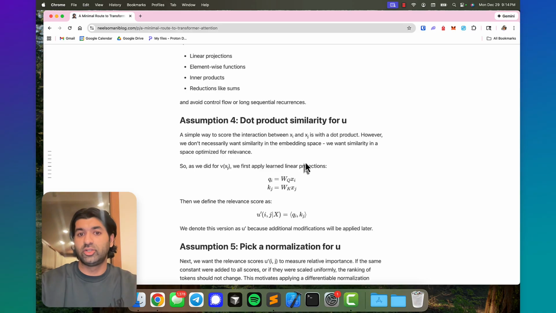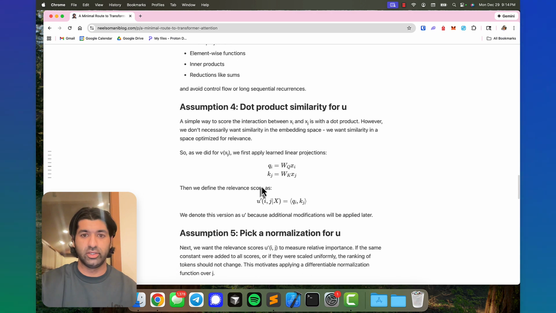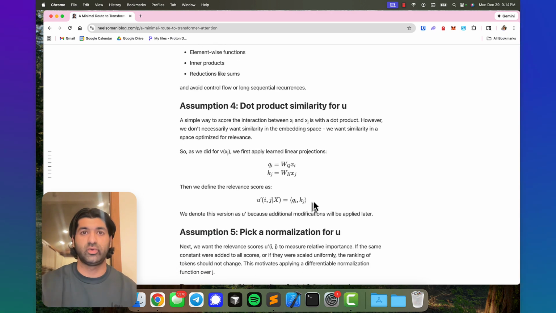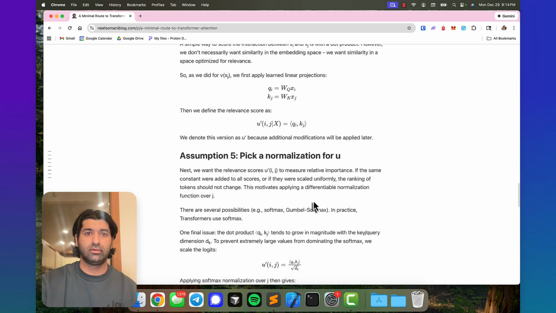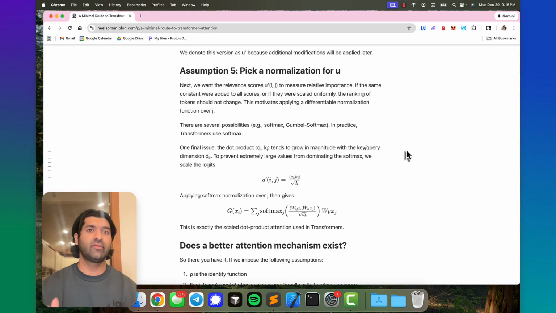And we could, in theory, just directly compute the dot product between x sub i and x sub j. That would be valid. To add additional expressivity, we allow those vectors to also go through a change of coordinates. So we call it the query vector, which is just x sub i multiplied by some change of coordinates. And we have the key vector, which is x sub j times some change of coordinates. And ultimately, U is just a dot product between those two vectors. So at this point, we've decided on the general form of U, which is a dot product.